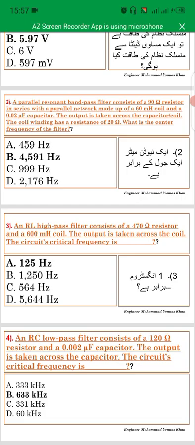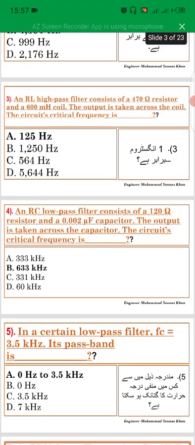A parallel resonant band pass filter consists of a 9 ohm resistor in series with a parallel network made up of a 6 mH coil and a 0.02 microfarad capacitor. The output is taken across the capacitor. The coil winding has a resistance of 20 ohm. What is the center frequency of the filter?